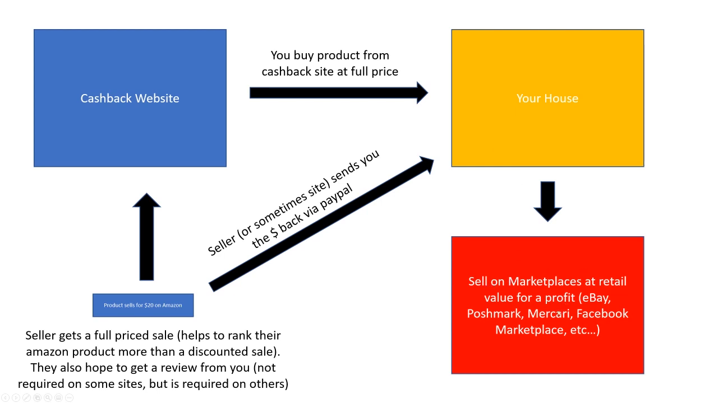Now, I obviously teach cashback arbitrage, which is the method of getting these products to sell. You do not want to sell these on Amazon, okay? So don't resell them on Amazon, but you can sell them on other marketplaces at 100% profit, like eBay or Poshmark or Mercari or Facebook Marketplace or OfferUp or any other marketplace that makes sense for you.